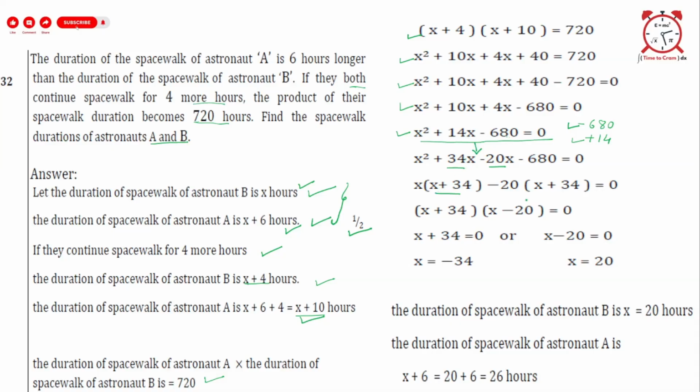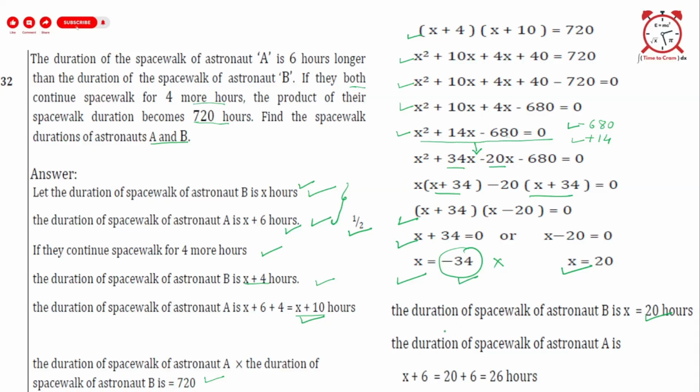Now taking the common from both respective pairs, we will get (x + 34)(x - 20) = 0. After comparing with 0, we will get x = -34 and x = 20. The duration of spacewalk of astronaut B is x = 20 hours, because a minus value is not possible here. x is hours, and hours can never be negative. So that is why we do not have to consider this value.